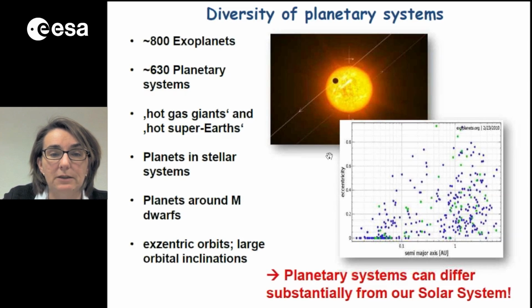repeat this here. But if you wrap all this up, you see that planetary systems can differ substantially from our own solar system. And even the planet itself, the mean density, the internal structure, might differ completely from the planets we find in our own solar system. And this is a surprising message that we have got from exoplanets in the past years.